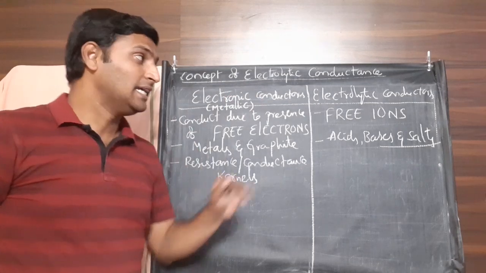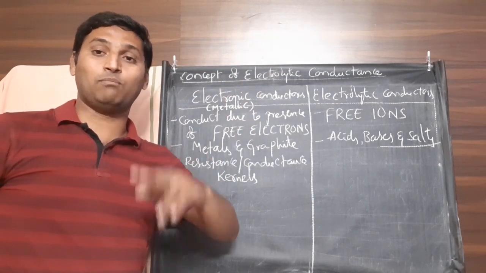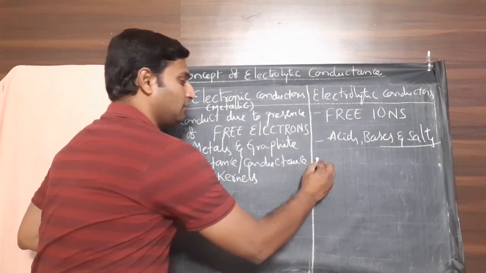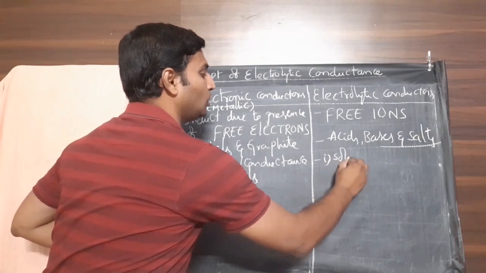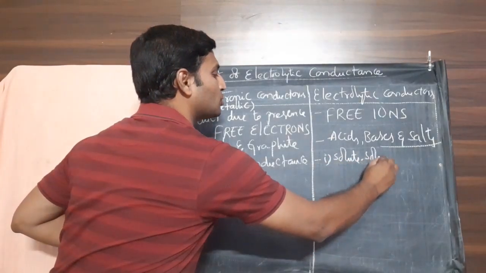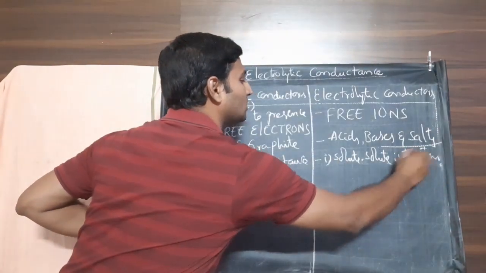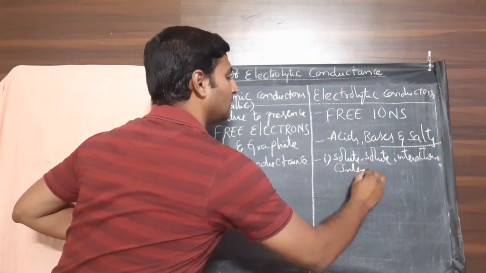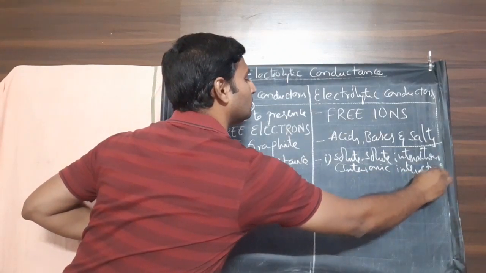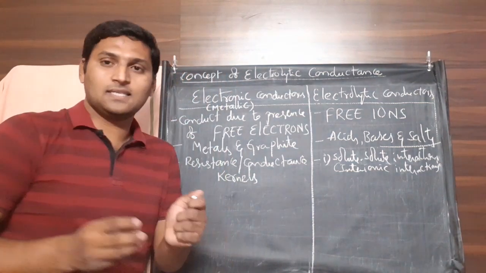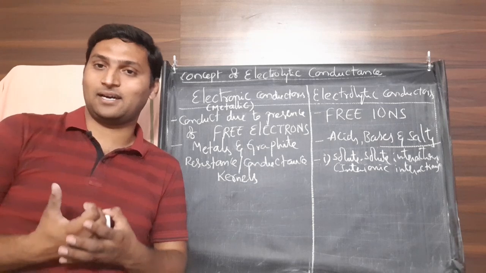Moving on, the resistance of electrolytic conductors is explained by more than one factor. The first factor here is solute-solute interactions, which I can even call interionic interactions. It means ions are free, that's why it is conducting. But how free are they?